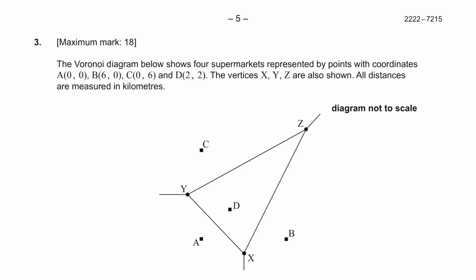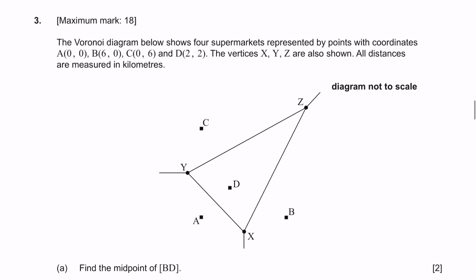The Voronoi diagram below shows four supermarkets represented by points with coordinates A (0, 0), B (6, 0), C (0, 6), and D (2, 2). The vertices X, Y, Z are also shown. All distances are measured in kilometers.